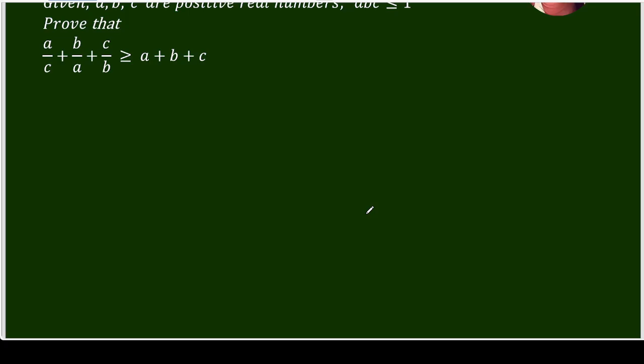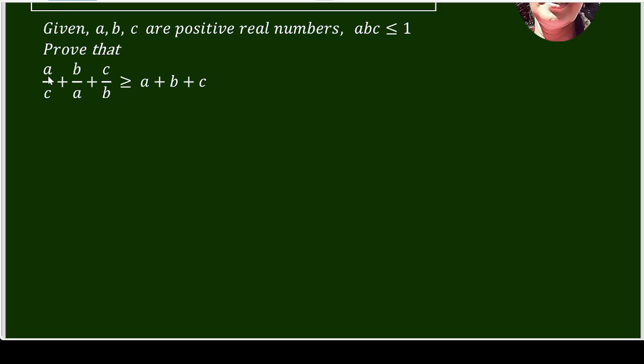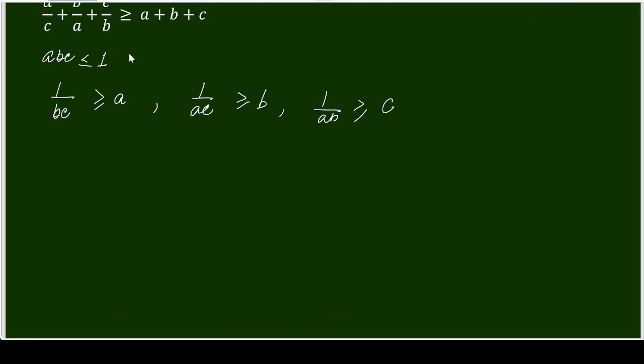So where to start? It is given that abc is less than or equal to 1. Then I may write 1 over bc is greater than or equal to a. Similarly, 1 over ac is greater than or equal to b. 1 over ab is greater than or equal to c. This is one relation I got.